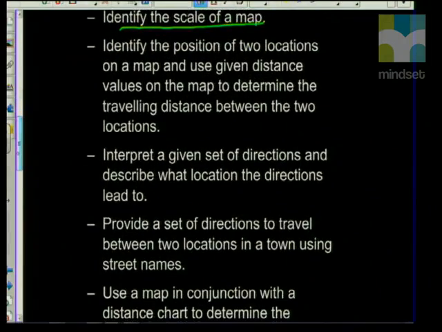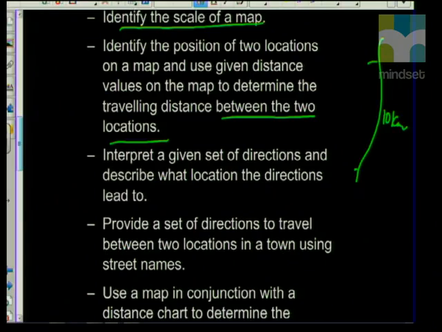So that is included in identifying the position of two locations on a map and using the given distance values on the map to determine the travelling distance between two locations. We're going to be looking at this in a bit of detail. This is usually one of those line maps where they've got two places and then they've got numbers in between that indicate the distances between them. So you would have to be able to determine the distances between two set places.